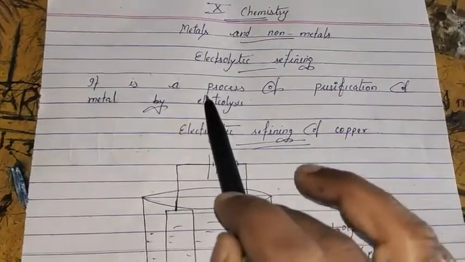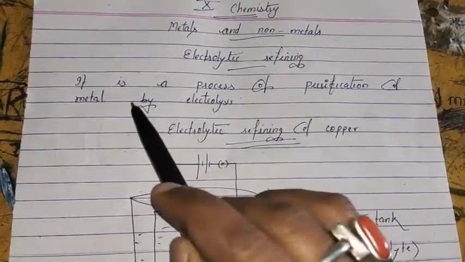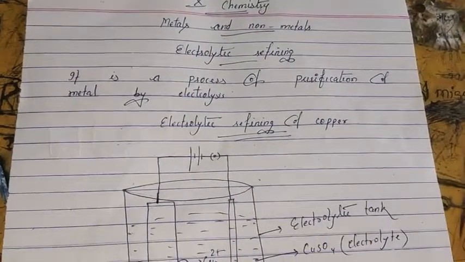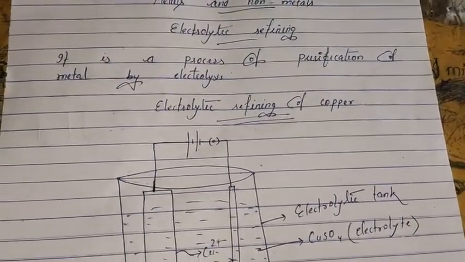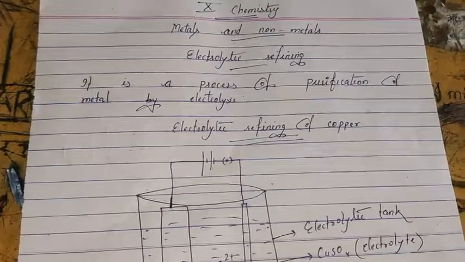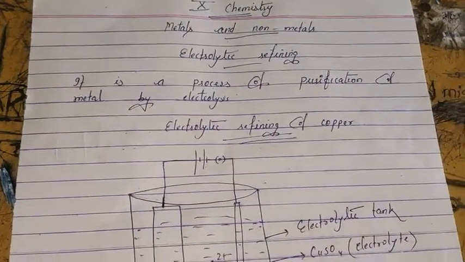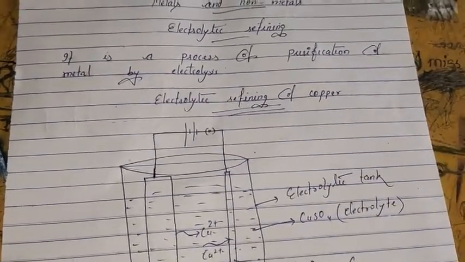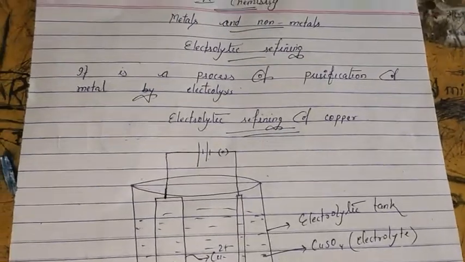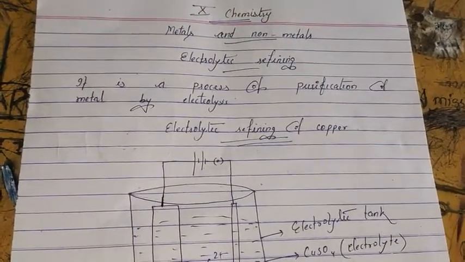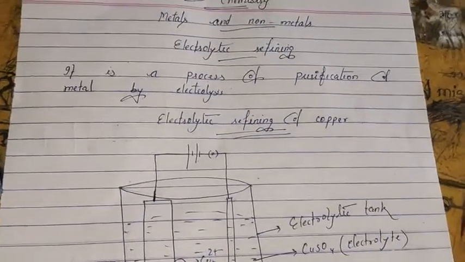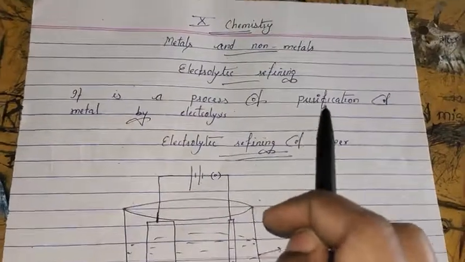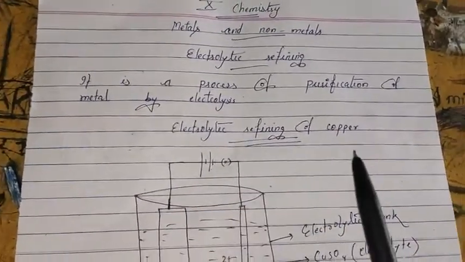It is a process of purification of metal by electrolysis, meaning by passing electricity or by using electricity. If by using electricity we get pure metal from the impure sample, then we can say that we are using the process of electrolytic refining. That's why I have written here, it is a process of purification of metal by electrolysis.